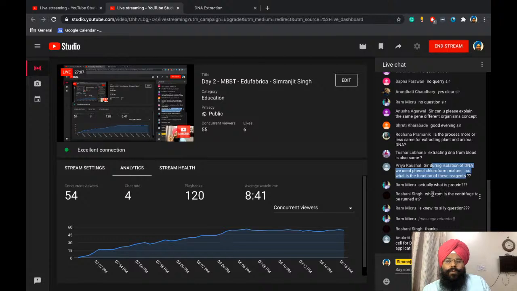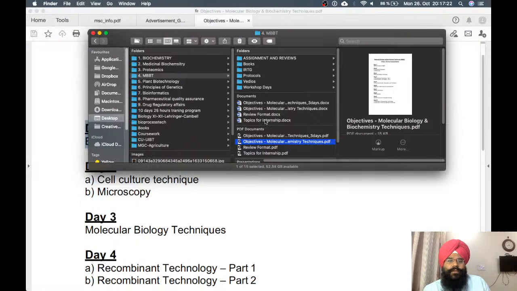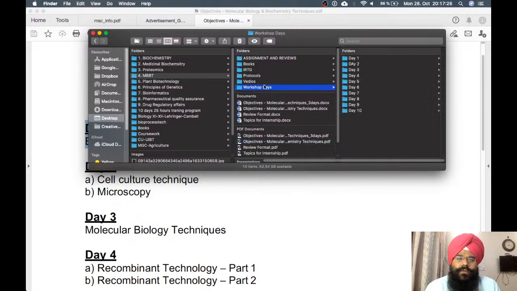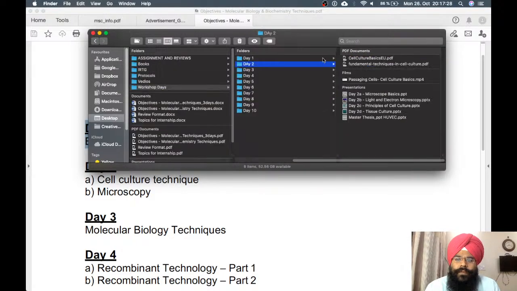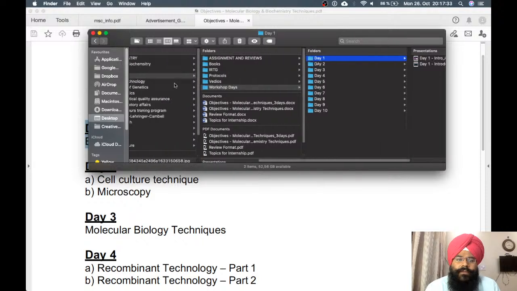So RPM could be 1200 RPM, 6000 RPM. It depends upon the protocol. These protocols could be different from different labs. Do I have a protocol? Did I share the protocol so far? Isolation of DNA.